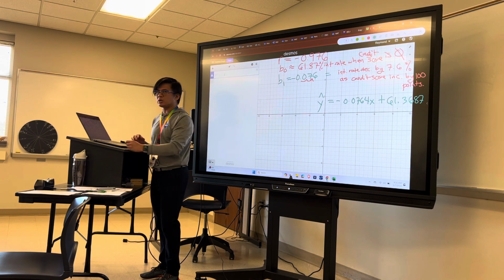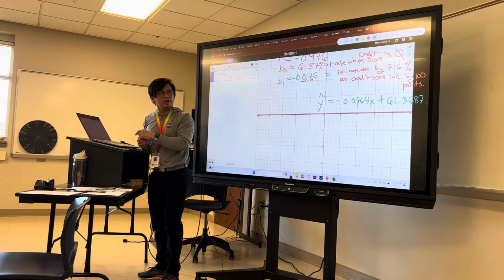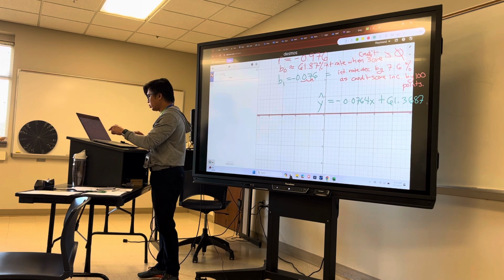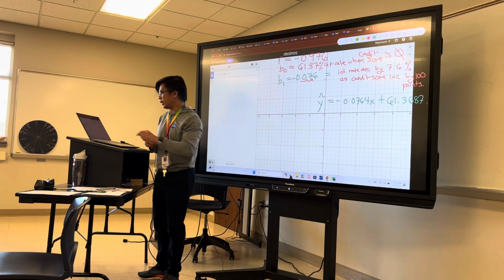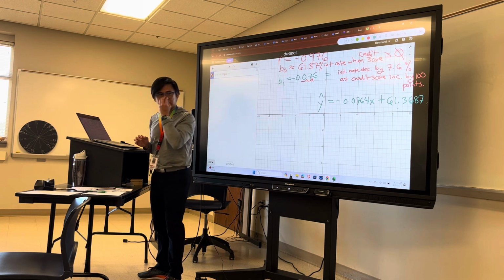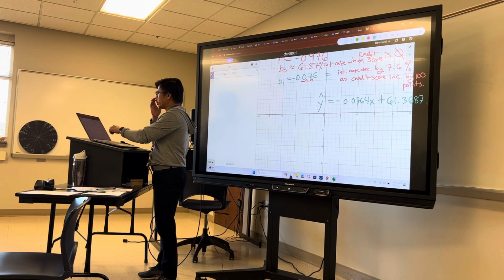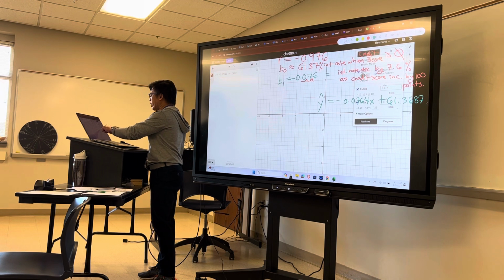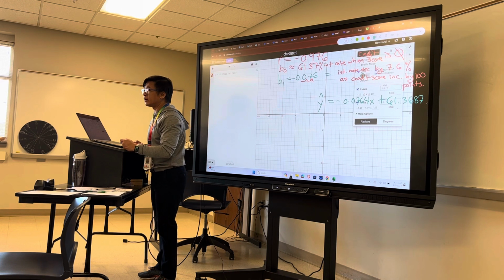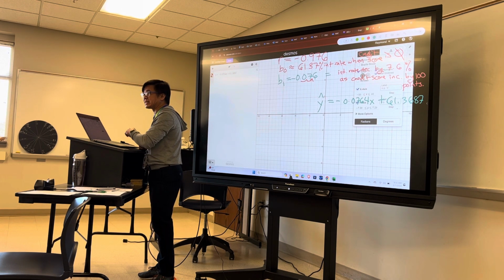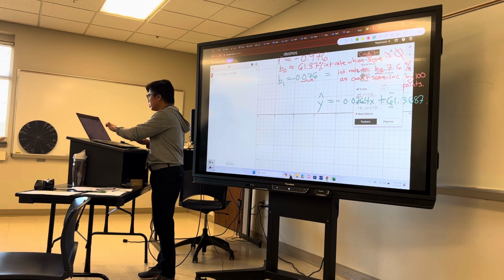Once again, y equals what did we get? Negative 0.0764x plus 61.3687. Now let's verify where that one is. What's the range of credit score, guys? It says 300 to 850. So credit score is x, so you see this x in here. Make it from 300 to 850.